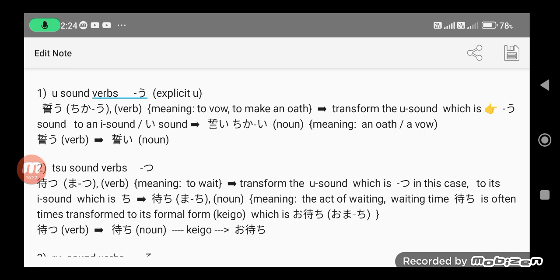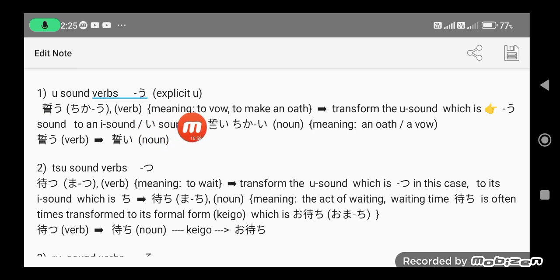Let's transform that U sound, which is u, to its I sound. So extracting the stem of chikau, or make an oath or promise or vow, the U part of the chikau is to be changed to the I sound. So how do we do that? So the chikau now becomes chikai.